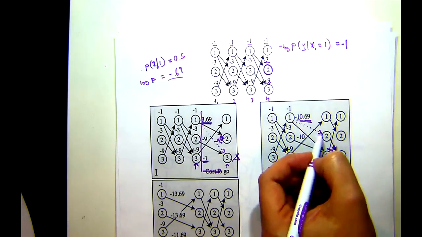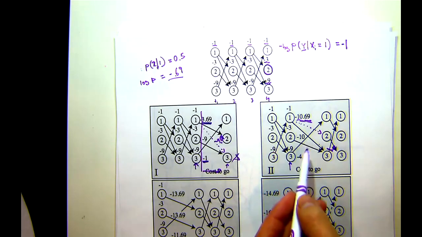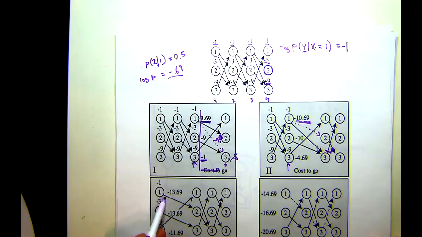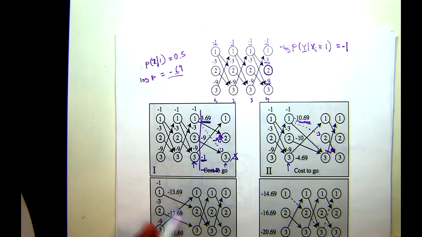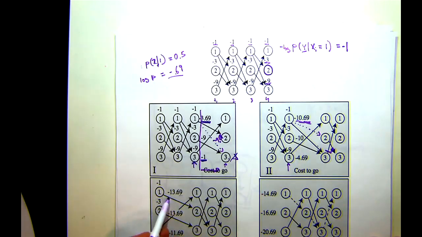You could do the same thing for this dotted line. It just comes out to something worse. We do that for each of the states. We get a -10 and a -4.69. Then we go back one more. We would figure out that we would take the cost of this transition, which is 0.69, the cost of hitting 2, which is -3, and then the cost of basically the best path out of 2 is -10. So 0.69 plus 3 plus 10 is equal to -13.69.